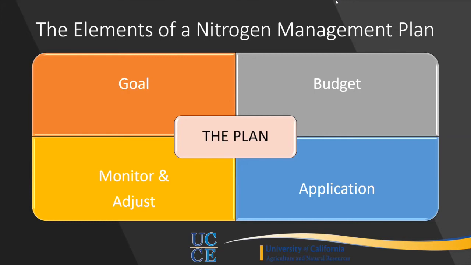Continuing clockwise with the plan, the next element is the application of the plan. That means, what do you do with the budget that you've created? How much nitrogen do you apply as a fertilizer or as an organic amendment, for instance?